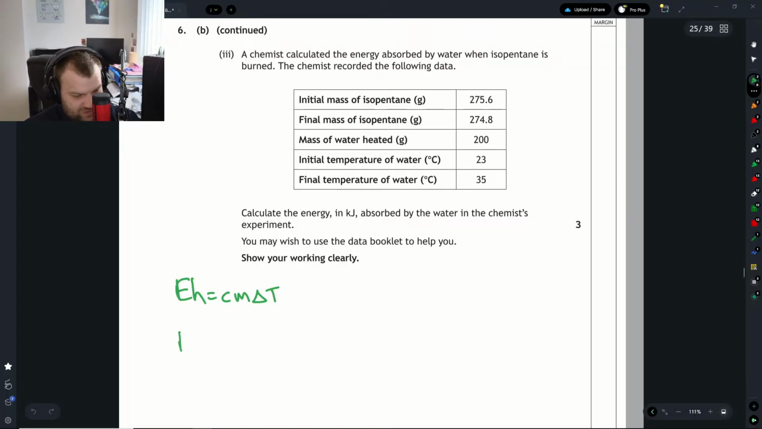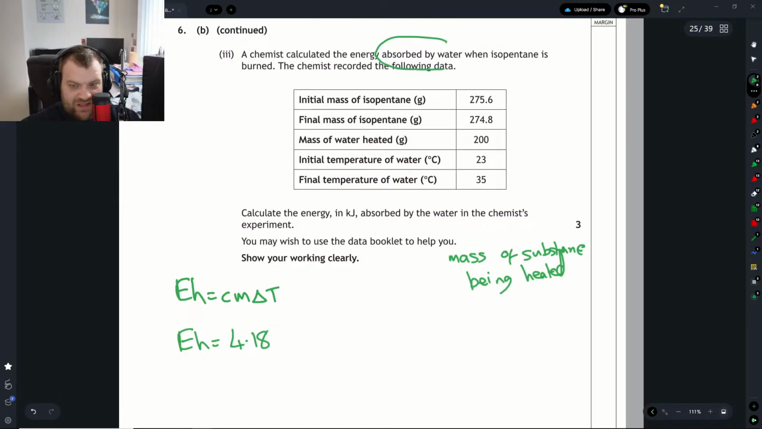So we're asked for Eh. It is water, so it's 4.18. The thing to watch out for with m is the mass of substance being heated. And we're heating the water by burning the isopentane. That means that we don't deal with these ones. We do deal with the 200 grams. We also need to turn it into kilograms. It's going to be 0.2 kilograms.